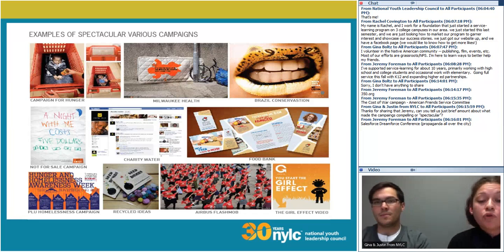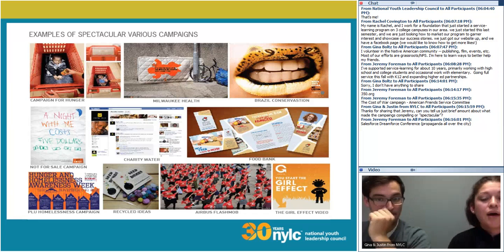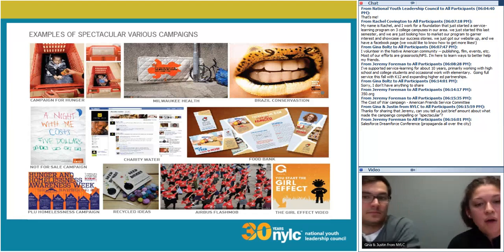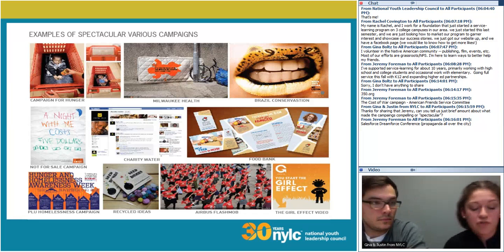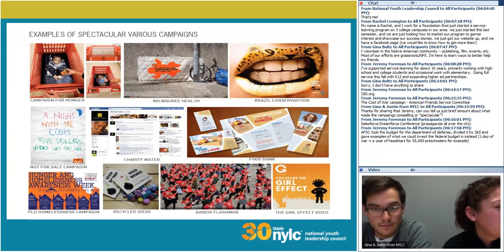The food bank uses traditional marketing or publicity tactics, like flyers and small handouts with interesting visuals, which is always really good. They also have copy about their organization. We also have the Hunger and Homeless Awareness Week, which is based out of, I want to say, PLU. Sorry, it escapes me right now.